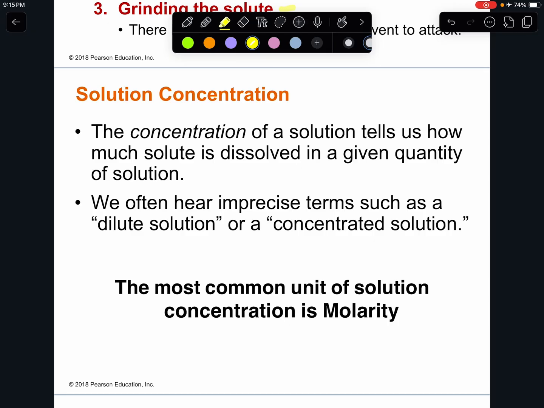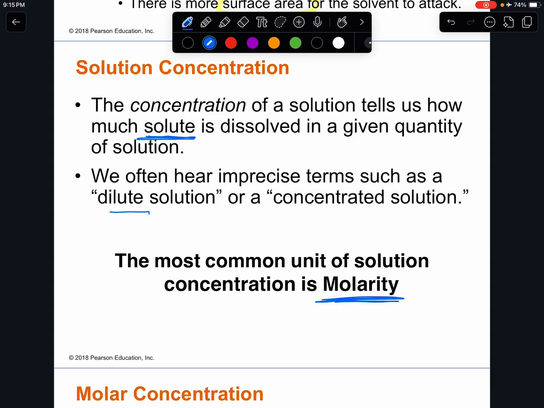Now, this is what we're really focusing on in this chapter, solution concentration. In chemistry, we use the term molarity for solution concentration. You're going to hear that word a lot in this chapter, and we're going to talk about what that means and how to calculate it, but it basically is how much solute, so that's the thing being dissolved, is dissolved in a given amount of solution.